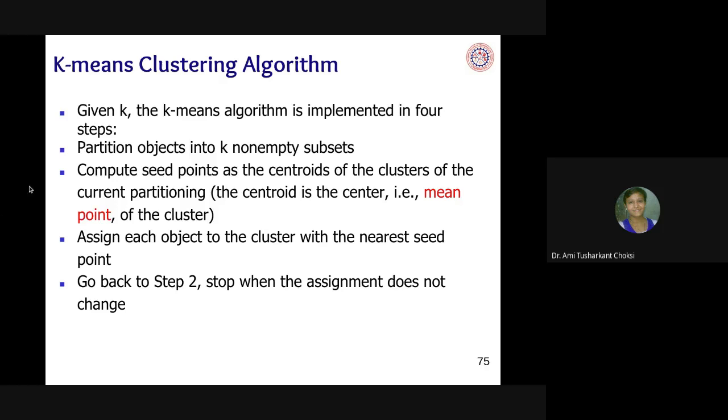What are the steps? Partition objects into K non-empty subsets. In your class, 60 students are there. Divide the data into 3 non-empty subsets. Right? 3 groups we want to create. Compute seed points as the centroids of the clusters of the current partitioning. That means we'll have to consider the centroid or mean of the cluster. And then after, what we should do is assign each object to the cluster with the nearest mean.